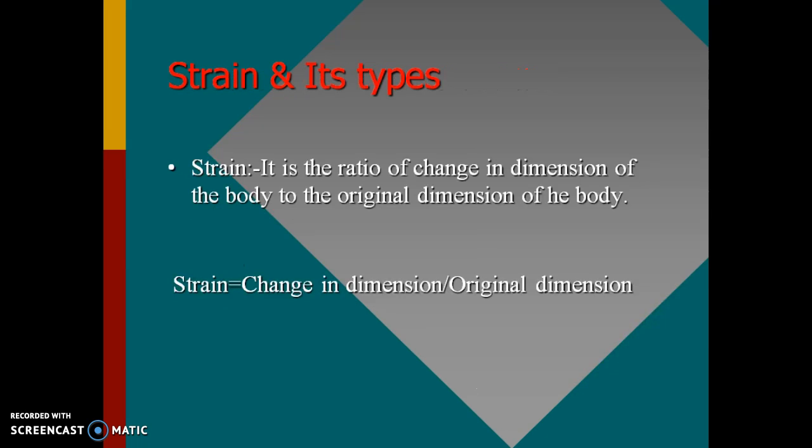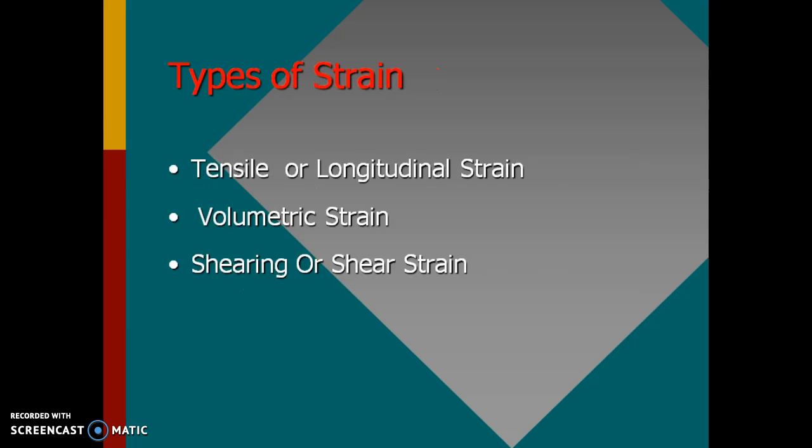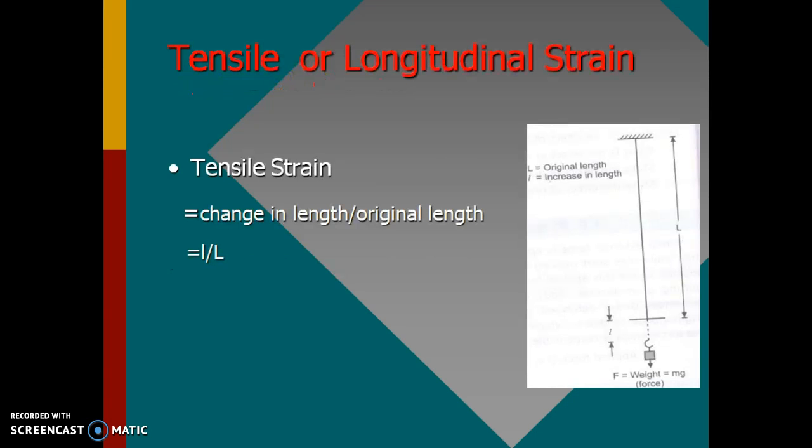Now the strain and its types. Strain is defined as the ratio of change in dimension of the body to the original dimension of the body. So strain is equal to change in dimension per original dimension. These are the types of strain: tensile or longitudinal strain, second type is volumetric, and third one is shearing or shear strain. Now we will see the types of strains. First one is tensile or longitudinal strain.